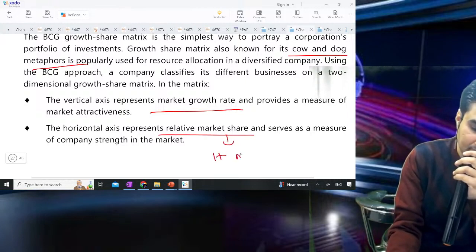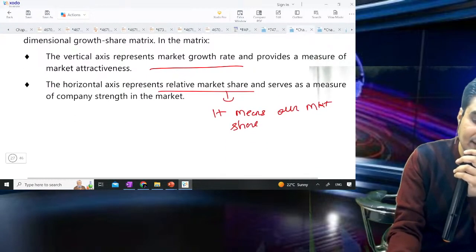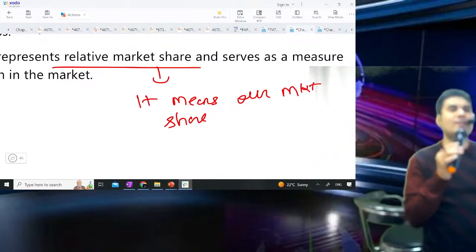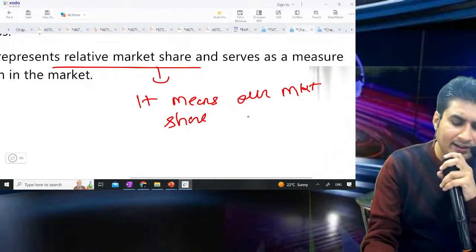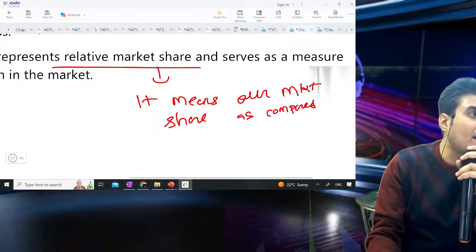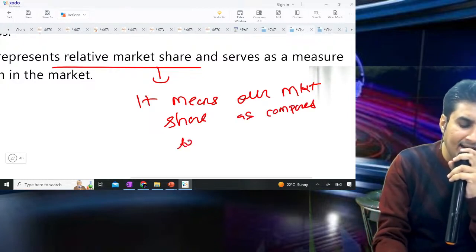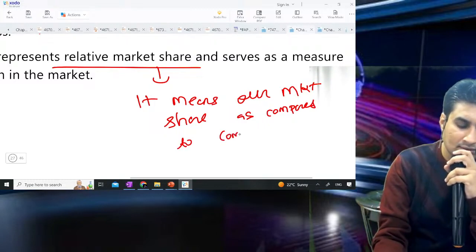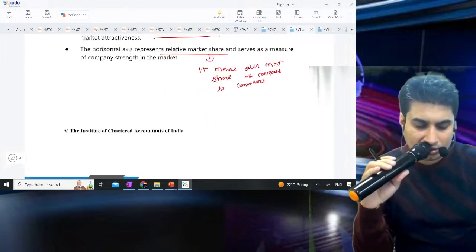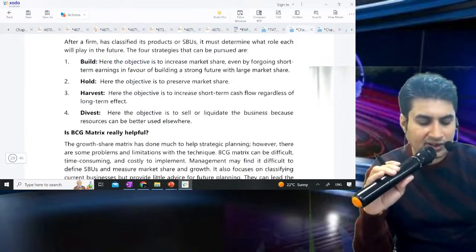It means our market share as compared to competitors. I'm also writing here. It means our market share as compared to competitors. Of course, only one will have high. Rest, I think they have learned nicely. We have written examples also.